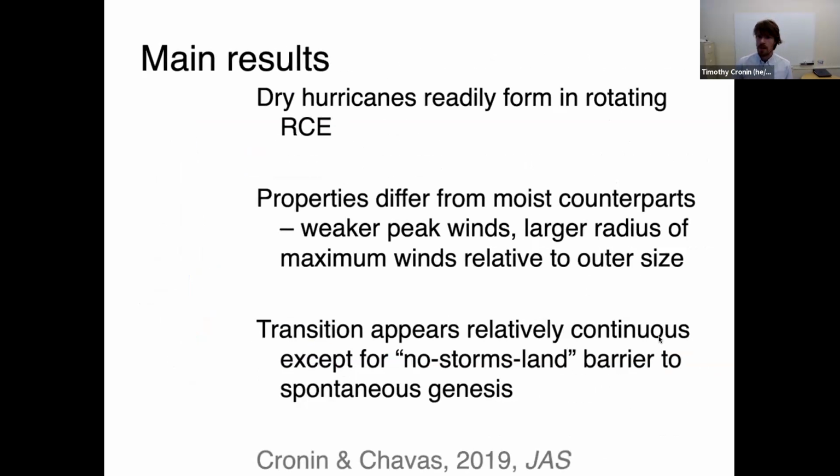Okay, so the main results again from this part of the talk: dry hurricanes readily form in rotating radiative convective equilibrium. Their properties differ from moist counterparts. They have weaker peak winds, larger radii of maximum winds relative to their outer size. And the transition appears relatively continuous, except for this intriguing no-storms-land barrier to spontaneous genesis, which we think might have something interesting to tell us about how genesis processes work in the real world and what barriers to them are, though a lot of that remains to be explored.